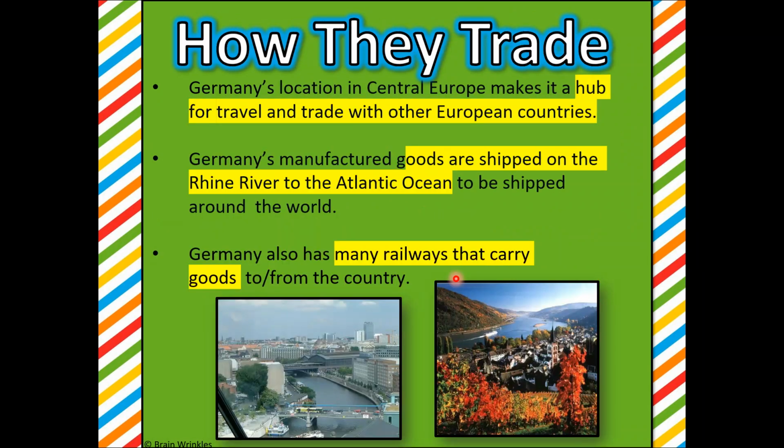How do they trade? When it comes to trading, they use railroad, but they also use ships because of the rivers, and of course they have access to the sea up north. And of course the Atlantic Ocean as well. So that makes Germany the hub for travel and trade with other European countries. That makes Germany very, very powerful when it comes to economy and trading. Guys, that's it. That's really it.